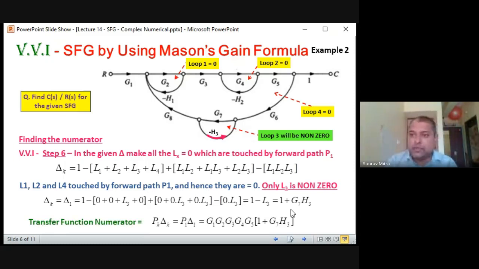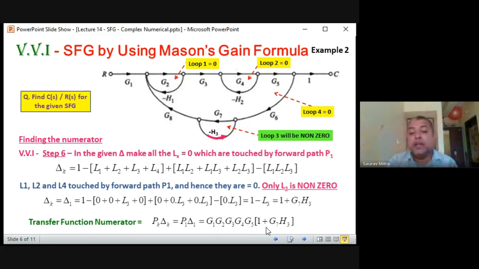So what is now the numerator? The denominator I had shown you on the previous page, or here also you can find it. If you just ignore k, what is delta? Delta is equal to all these things. Substitute all the loop values L1, L2, L3, L4, and you will find what is delta, and that is the denominator. What is the numerator? Pk into delta k. As there is only one forward path, it is P1 into delta 1. P1 is G1, G2, G3, G4, G5.